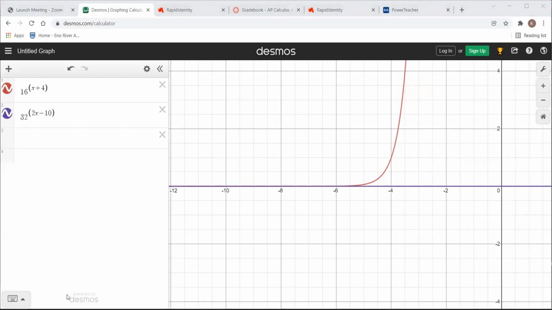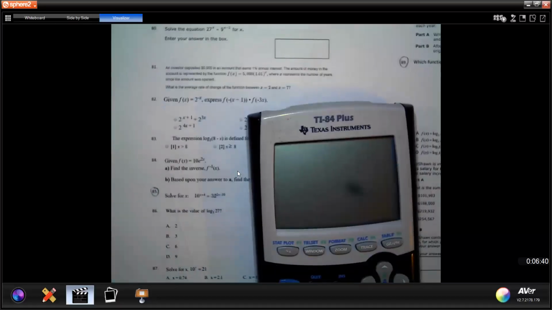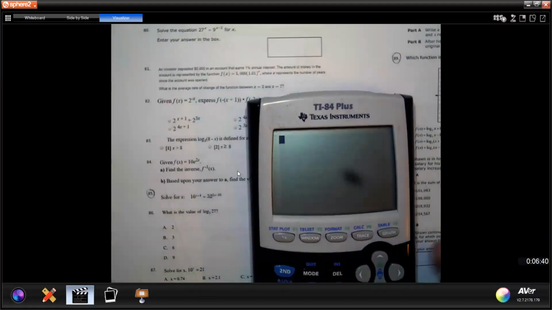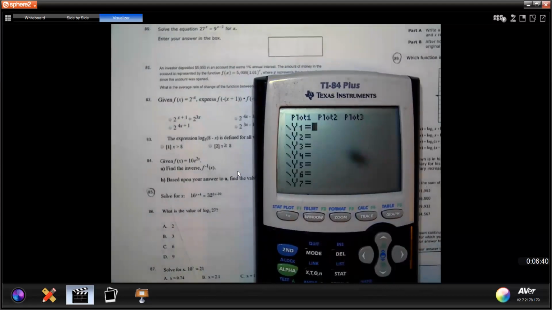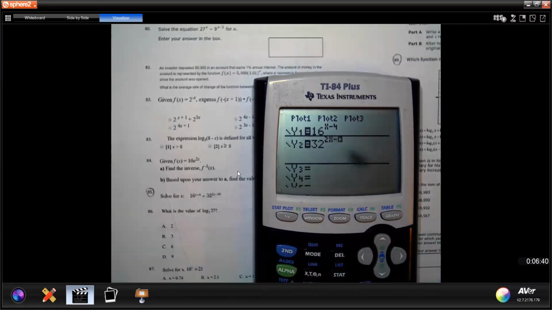So we're gonna go old school. We're gonna go back to our graphing calculators, and somebody tell me how we could do this on a graphing calculator instead. So what would I do on a graphing calculator? I would type it in. X minus 4. 32 to the 2x minus 10. Okay, and then what would I do? Then I hit graph.